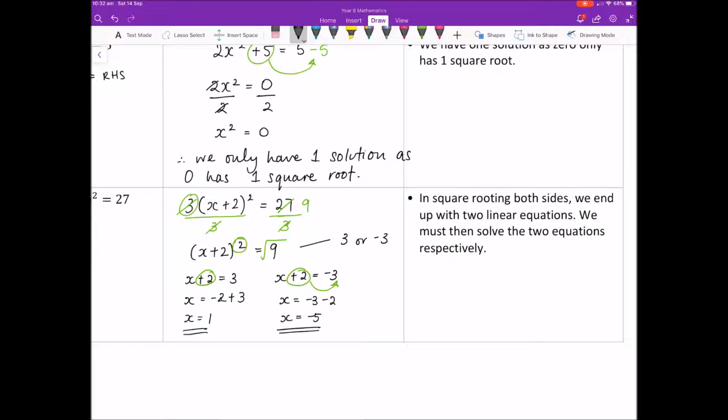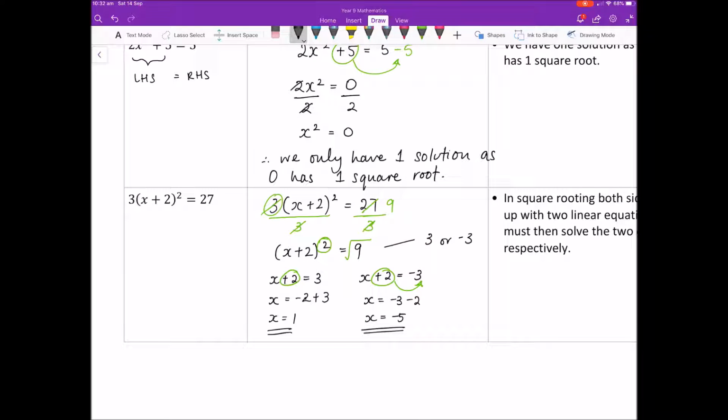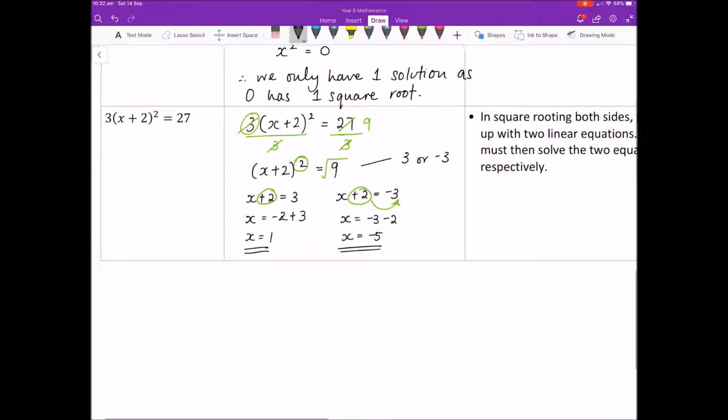So you can see here we've ended up with two solutions, two very different solutions, but what we're told is both of which will give us the answer of 27. So we'll do a quick check with this one, considering how different the numbers look. So when x equals 1, let's check and see what we get. We have 3 times 1 plus 2 all squared, and what we need for it to equal is 27. So let's look at this. Deal with the brackets inside first. So we've got 3 times 3 all squared. So 3 times 9, giving us 27.